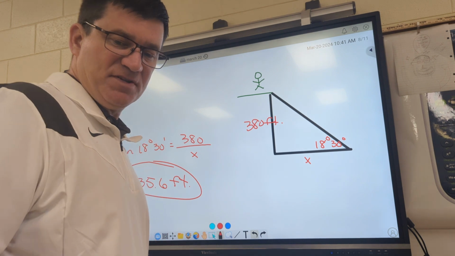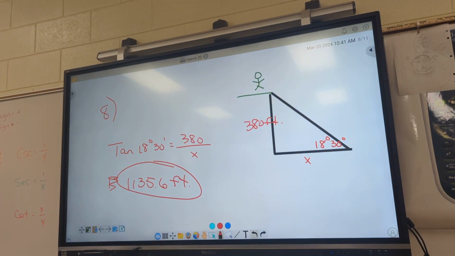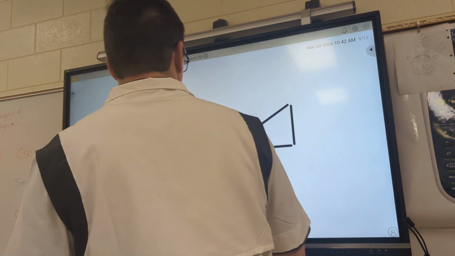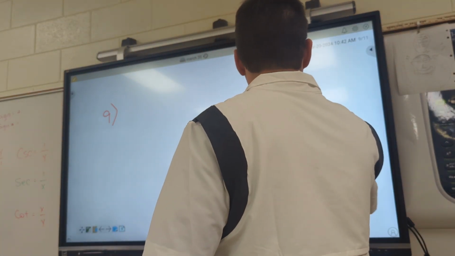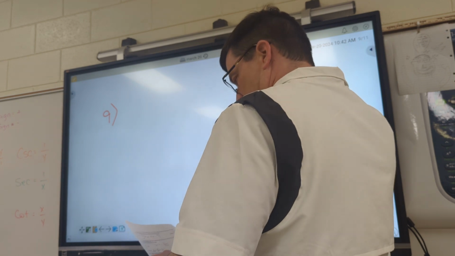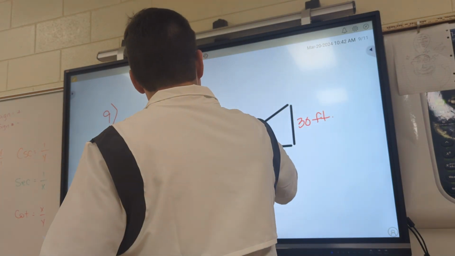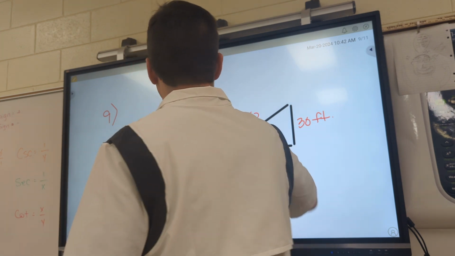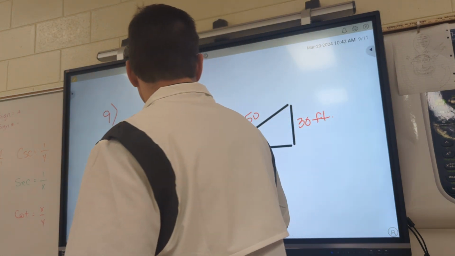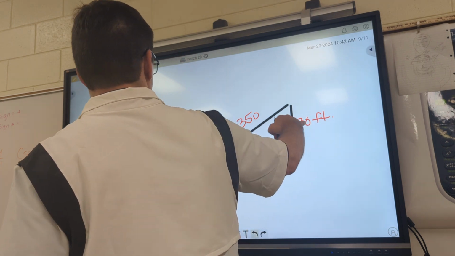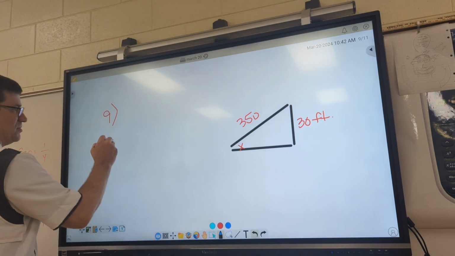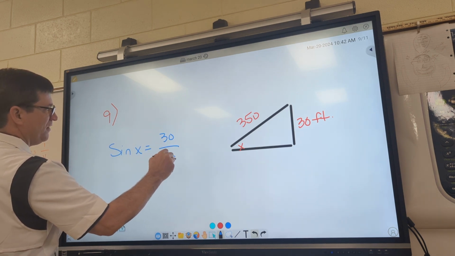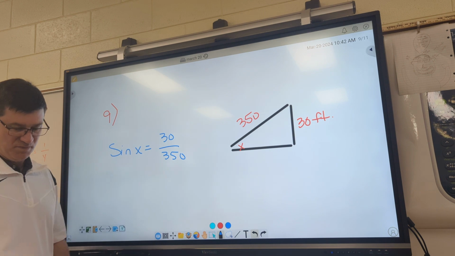All right, try 9. I'll give you a second. All right, 9 says the parking garage, the floors are 30 feet apart. So 30 feet's got to go right here. The ramp's 350 foot long. Find the angle of elevation there. What's your formula that's going to match this one? Is it sine? Because you got opposite and a hypotenuse. Yes, so it's sine of X equals 30 over 350. And you guys know you're going to have to make it degrees and minutes.